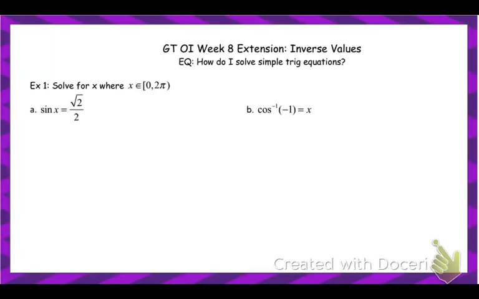Hi guys, so this is our last extension video. This one really is going to tie into the one from last week, so if you did not watch last week's, you probably want to do that before this one, because this one may not make a lot of sense otherwise. So what we're going to do is look at some simple kind of trig equations.